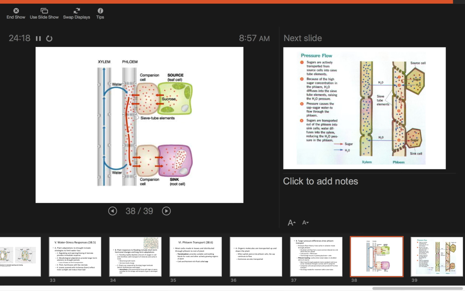So as water is moving down the phloem, it drops off its load, and then it recycles back over to the xylem, moving from high to low, where it can help pick up some more sucrose and bring it back down to the roots.